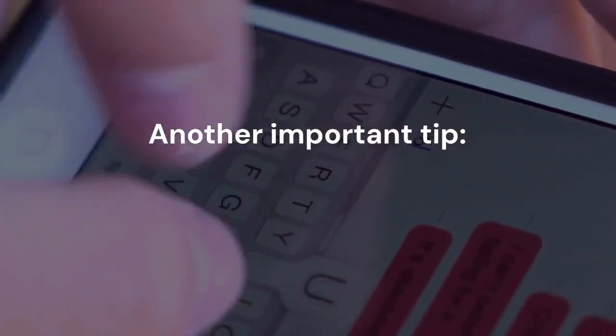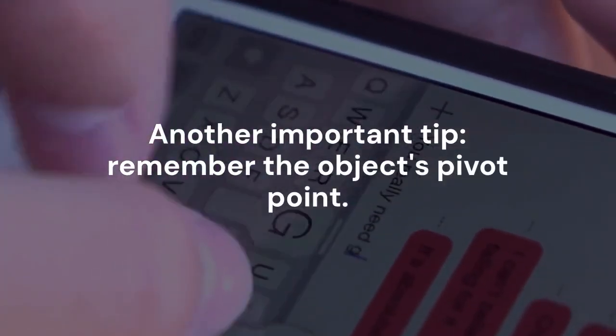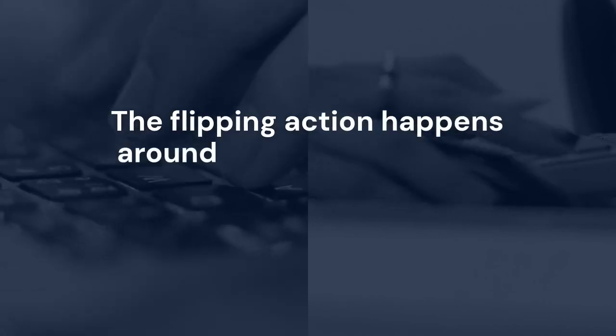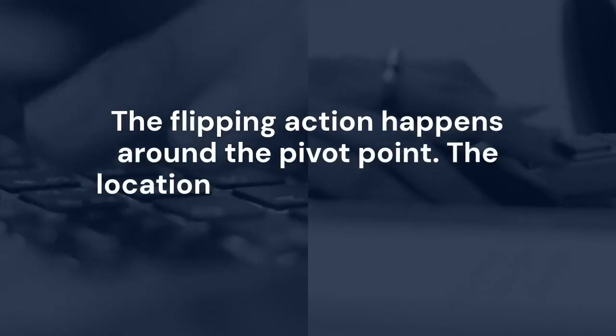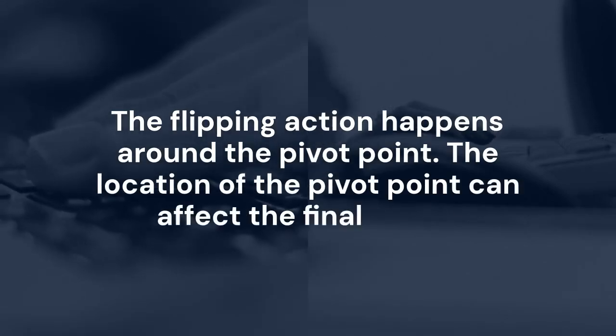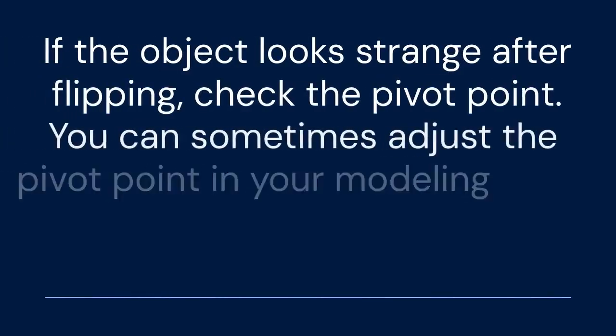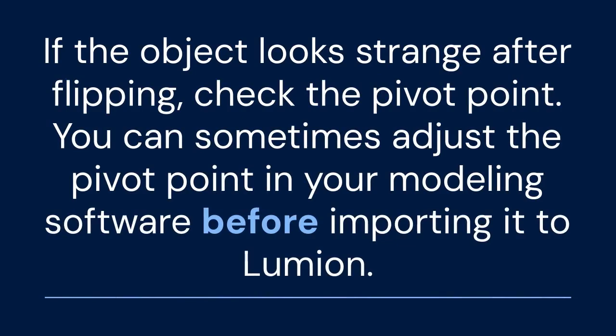Another important tip, remember the object's pivot point. The flipping action happens around the pivot point. The location of the pivot point can affect the final result. If the object looks strange after flipping, check the pivot point. You can sometimes adjust the pivot point in your modeling software before importing into Lumion.